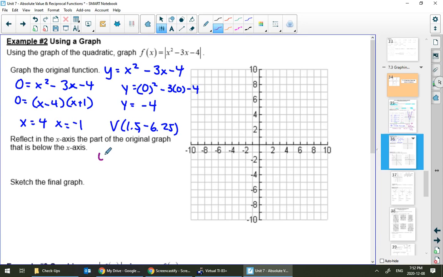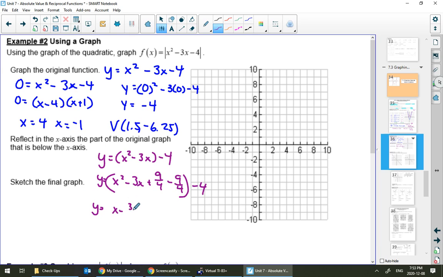Now another way to find my vertex is to complete the square. So I'm going to have y equals x squared minus 3x minus 4. And that gives me x squared minus 3x plus, remember, half squared, so 9/4, minus 9/4, all minus 4. When we factor, we have (x minus 3/2) squared minus 25/4. Leaving this as a fraction, we would have (3/2, -25/4). If we wanted to turn those into decimals, that's where we would have our 1.5 and -6.25.